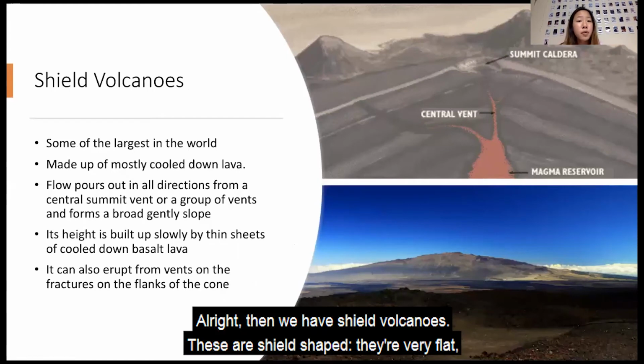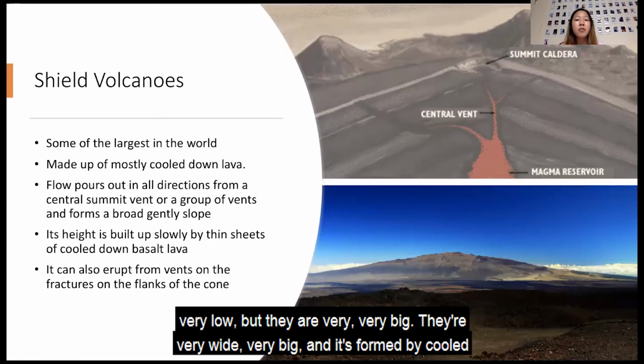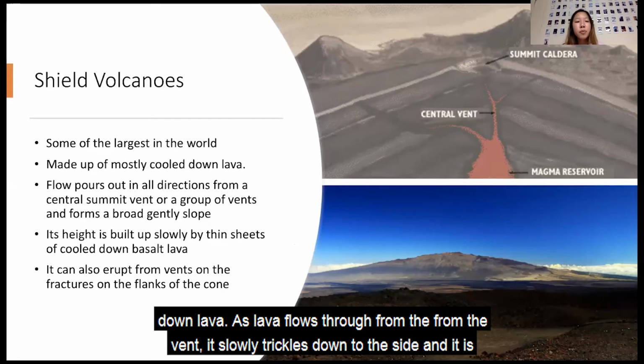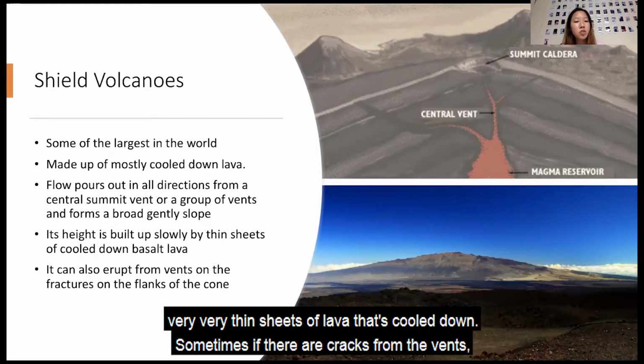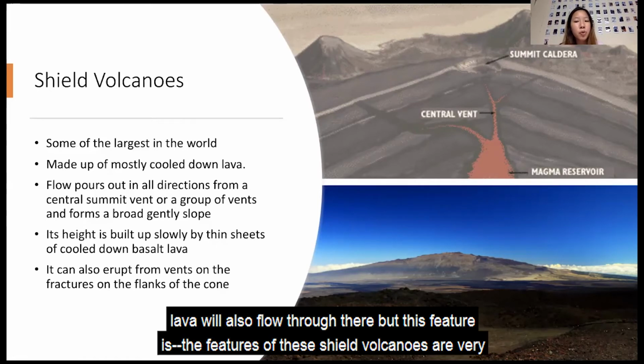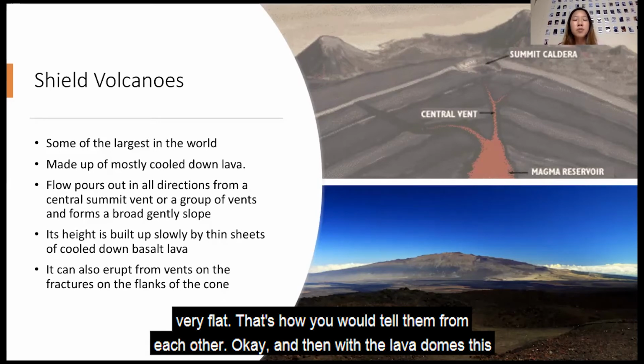Right, and then we have shield volcanoes. These are shield shaped. They're very flat, very low, but they are very, very big. They're very wide, and it's formed by cooled down lava. As lava flows through from the vent, it slowly trickles down to the side in very, very thin sheets of lava that's cooled down. Sometimes if there are cracks from the vents, lava will also flow through there, but the feature of these shield volcanoes is that they are very, very flat. That's how you would tell them from each other.